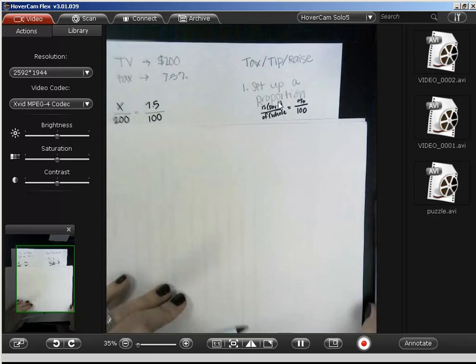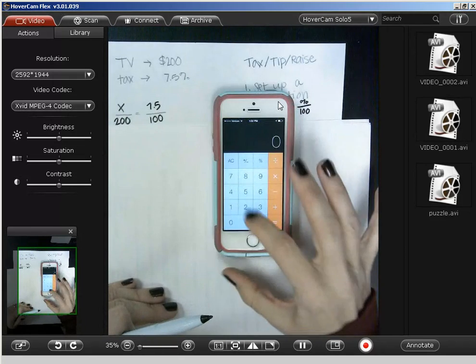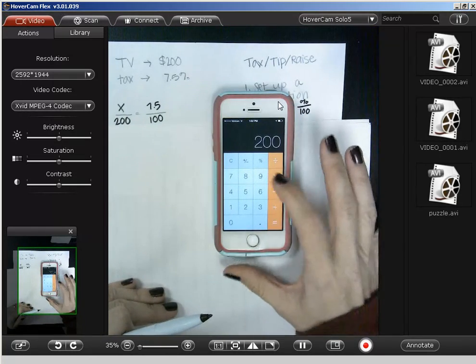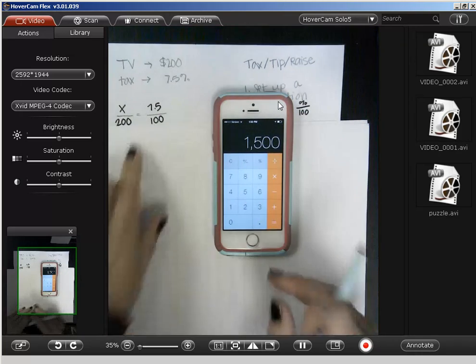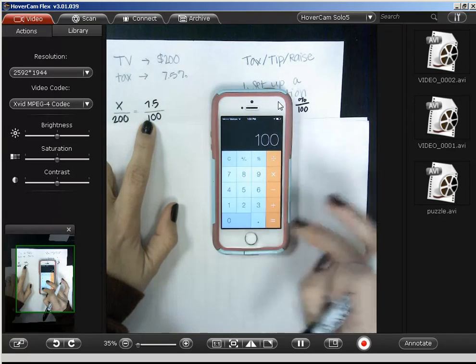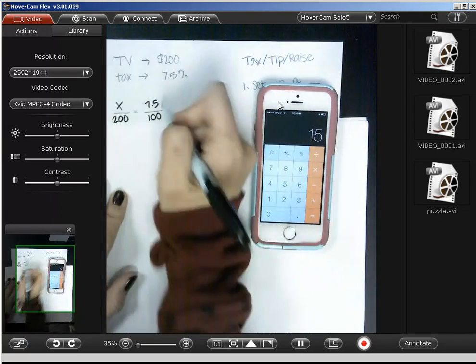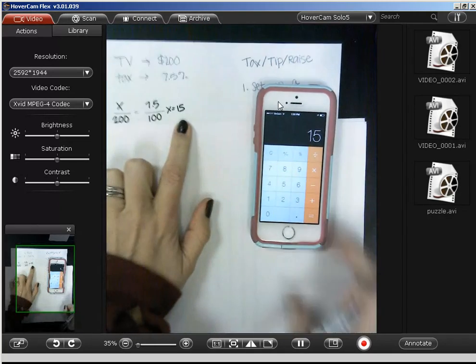So you guys know how to do this. You're going to multiply your partners, which are 200 and 7.5, and that gives you 1,500. And then you're going to divide that by the loaner, which is going to leave you with 15. So that means that your tax is $15.